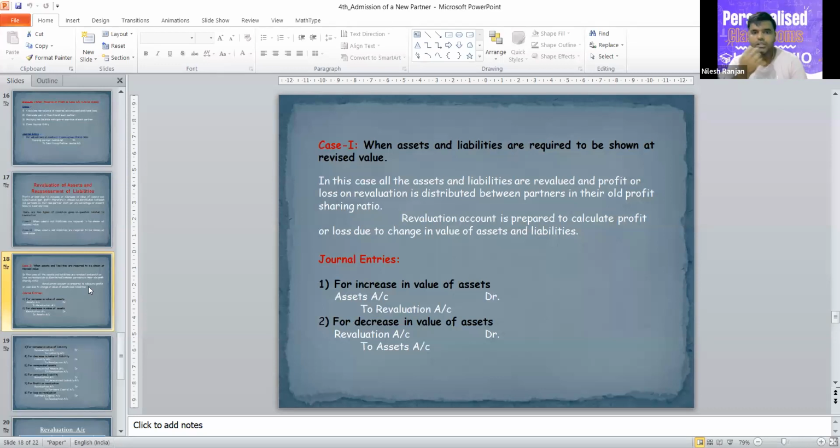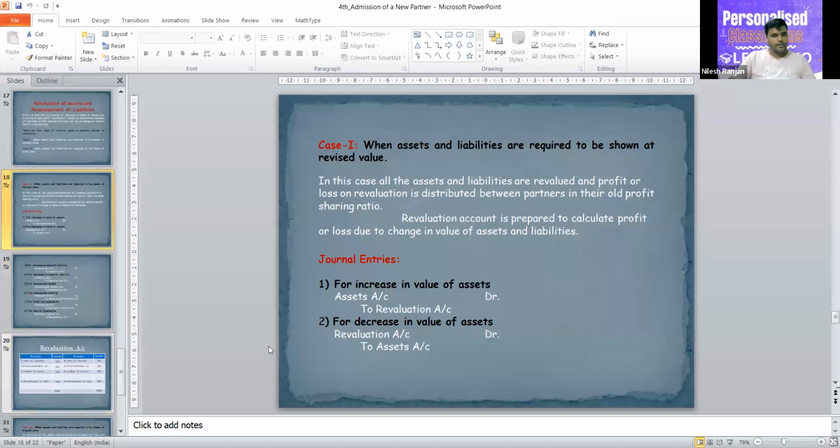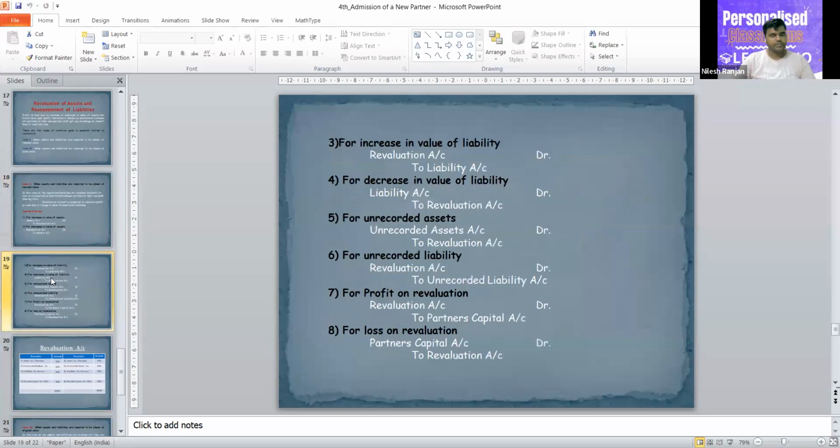Okay, sir. And for decrease in value of assets, when the asset value is decreased, it is loss for us. So revaluation account is debited. Okay, sir. Now, the next thing is these entries. The same concept applicable here. For increase in value of liability, liability is increased. So liability increase on the credit side, and there is a loss. So revaluation account is debited. So revaluation account debit to liability account. For decrease in value of liability, liability account debit to revaluation account.